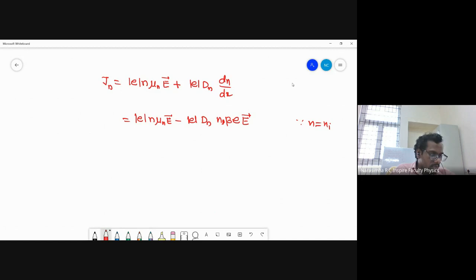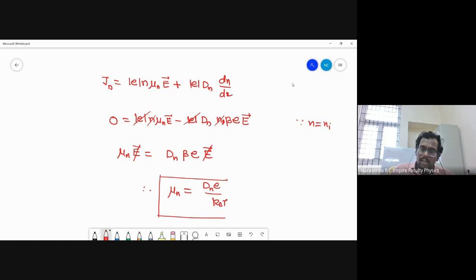Now we are interested in the equilibrium condition, right? So in the equilibrium condition, the current density will be zero. So you can cancel the electric field. What else can I cancel? n I can cancel. So here we have mu_n times the electric field equal to, on the other side, the diffusion coefficient for an electron, beta, charge of an electron, electric field. The electric field also you can cancel. Therefore, the mobility of an electron is equal to D_n times e over k_B T. Beta is equal to 1 by k_B T.